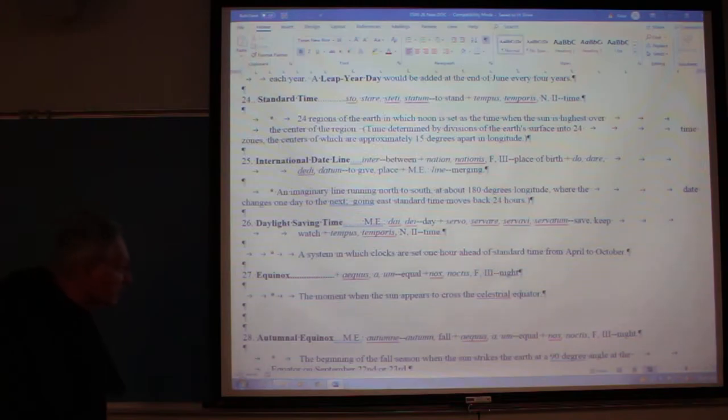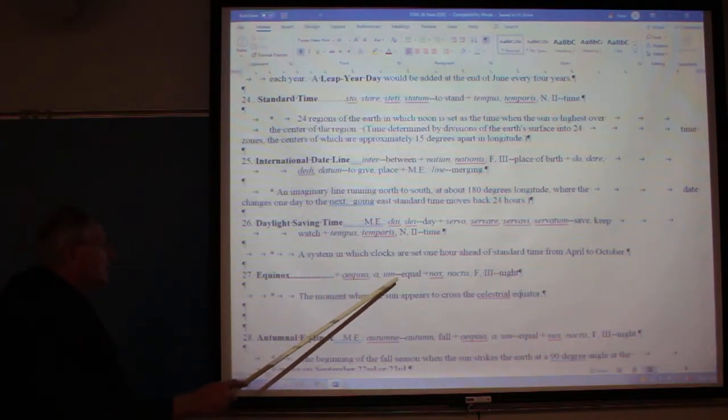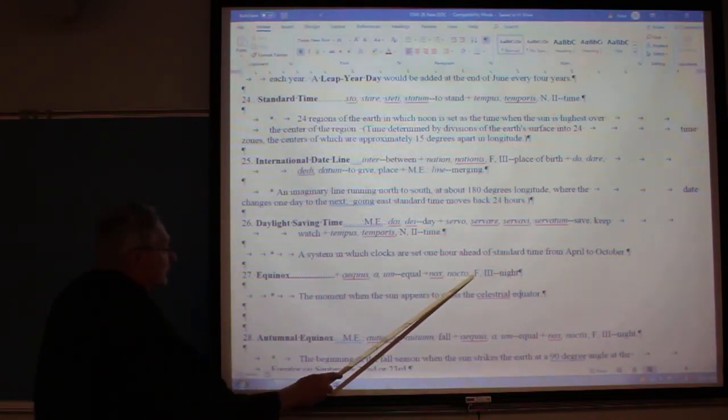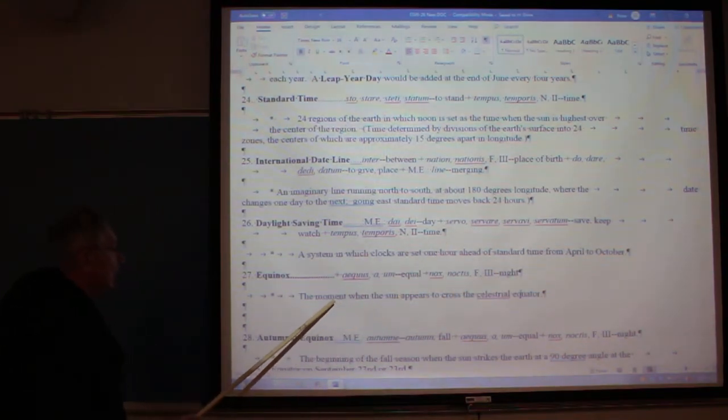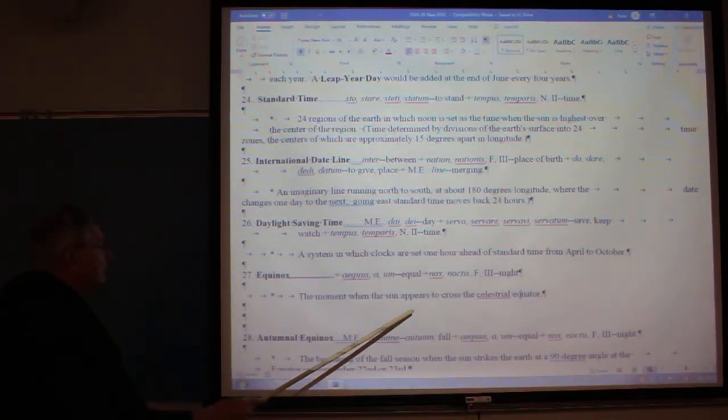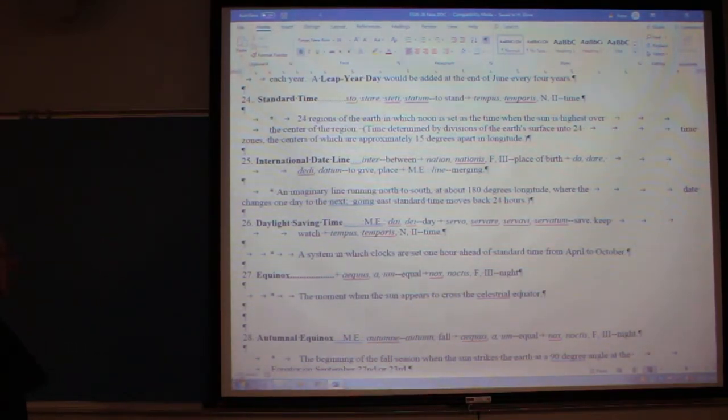Equinox. You've had this word before. Equal, nox, night, feminine third. It is the moment when the sun appears to cross the celestial equator. So you have two equinoxes.